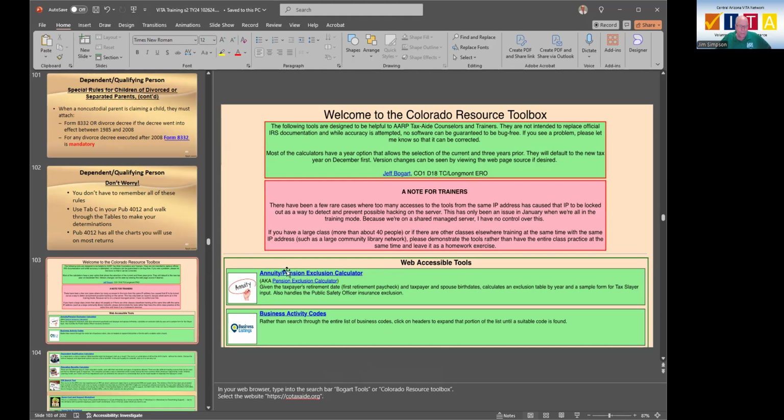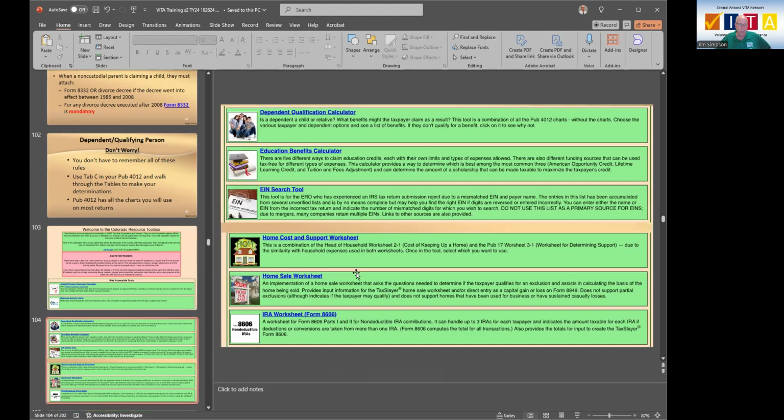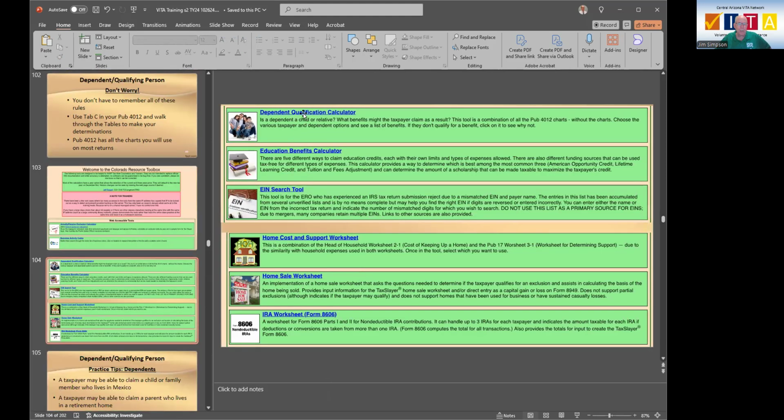One you're going to find later on, when we start talking about annuities and pensions and you've got a pretty difficult return that you've got to calculate, I'll go over later. There's one tool I'm going to go down here: this dependent qualification calculator. It'll ask you lots of questions, just like the 4012 will, and it's using those charts to calculate who gets the dependent. So you could use that if you get kind of confused in the 4012.